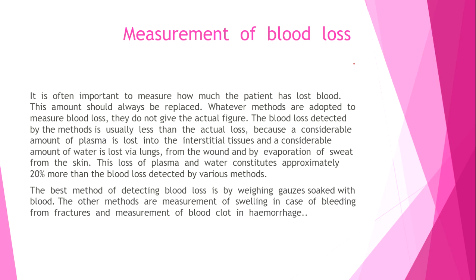The blood loss detected by the methods is usually less than the actual loss, because a considerable amount of plasma is lost into the interstitial tissues and a considerable amount of water is lost via the lungs, from the wound, and by evaporation of sweat from the skin. This loss of plasma and water constitutes approximately 20% more than the blood loss detected by various methods. The best method of detecting blood loss is by weighing gauzes soaked with blood. The other methods are measurement of swelling in case of bleeding from fractures and measurement of blood clots in hemorrhage.